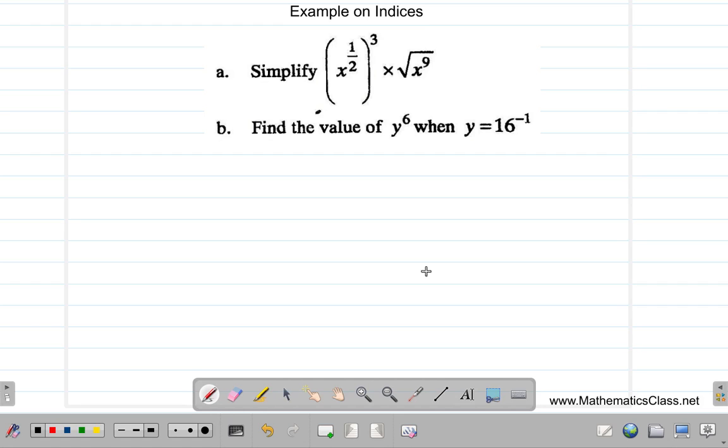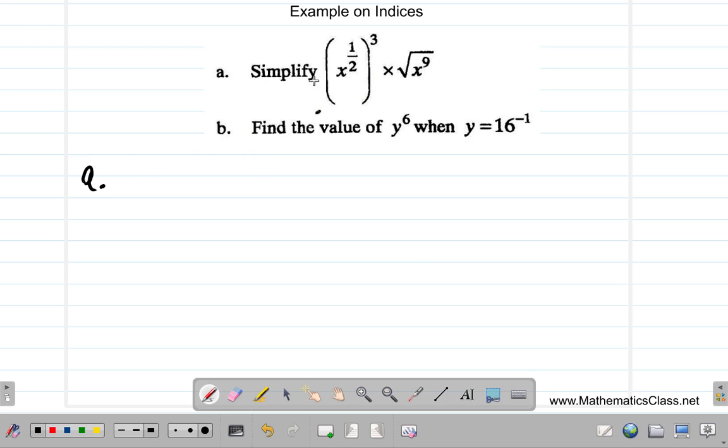This is an example on indices. I want you to pause the video now and work it out. Good. You've paused the video and you worked it out. Let's go through it together.